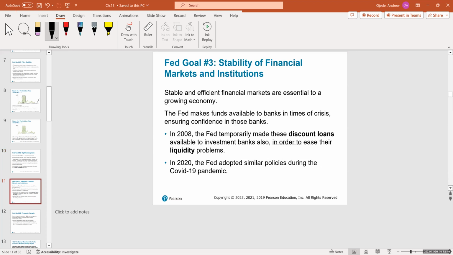And goal three is the stability of the financial markets and institutions, the stability of the financial system in general. Because the financial system, as we saw, is subdivided into financial intermediaries or institutions and financial markets. So stable and efficient financial markets, for example, are essential to a growing economy. It's a foundation for capitalism to thrive. The Federal Reserve makes funds available to banks in times of crisis.